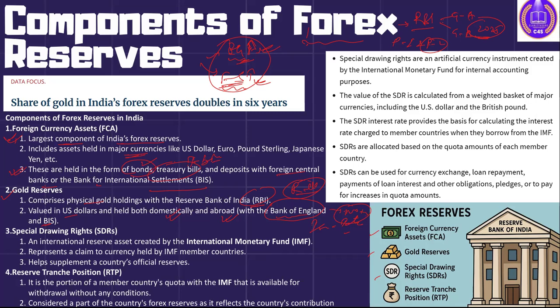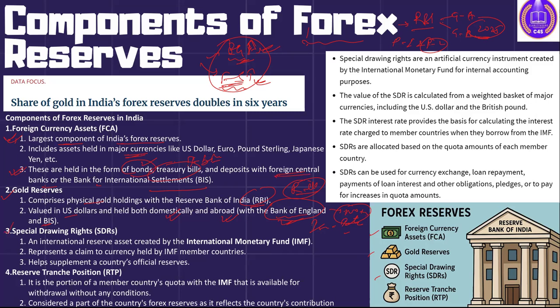Therefore, in order to keep the reserves safe, the RBI decided to shift nearly 100 tons of gold from the Bank of England to our country. So gold reserves can be maintained domestically as well as abroad. That is the Bank of England and the Bank of International Settlement. That is foreign central banks.